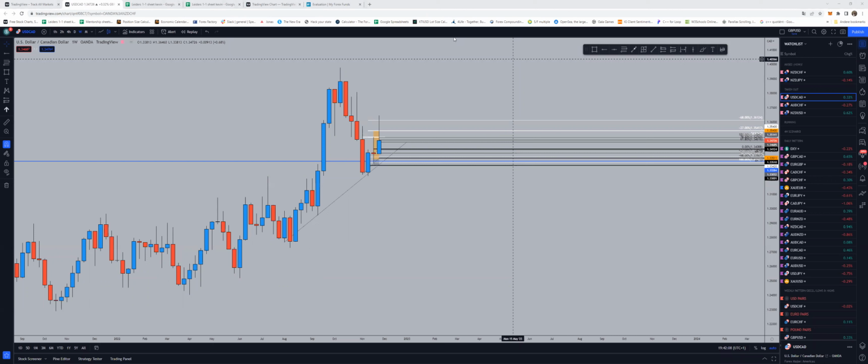I had a very nice week with 6.9% net profit, which is very nice. So the first trade I took was USD CAD. This was the long trade.